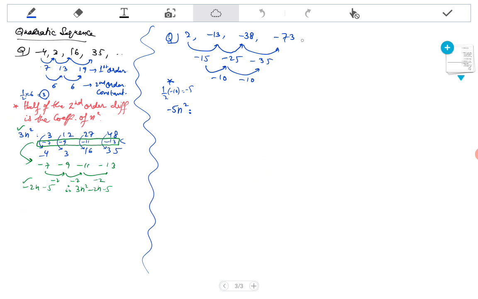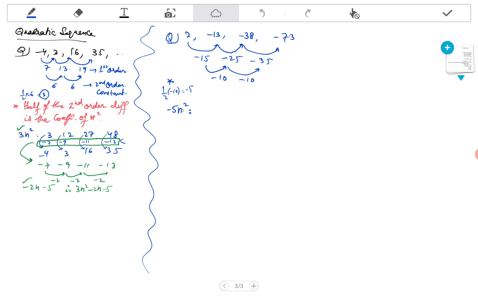Actually, we were discussing this sequence and we were going to find the nth term formula, or general term formula, for this particular sequence. First of all, we checked the first order differences. They were not constant, they were increasing. Then we checked the second order difference, and it came constant. So half of the second order difference becomes the coefficient of n square. So minus 5n square is the first part of the formula, and the later part is found by making a sequence of minus 5n square ourselves, by setting different values of n.